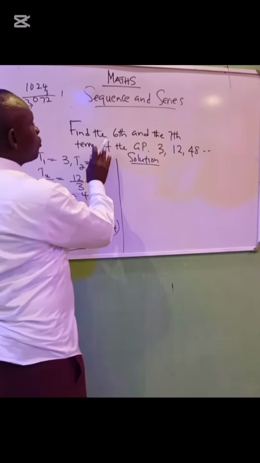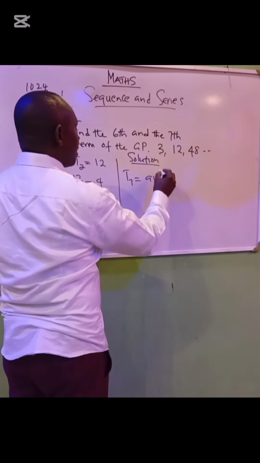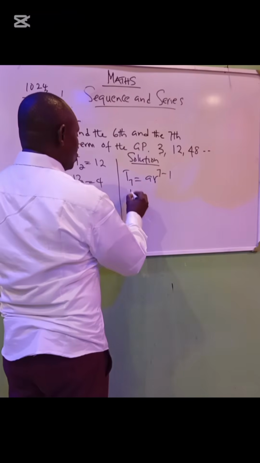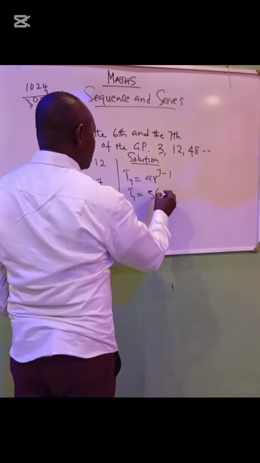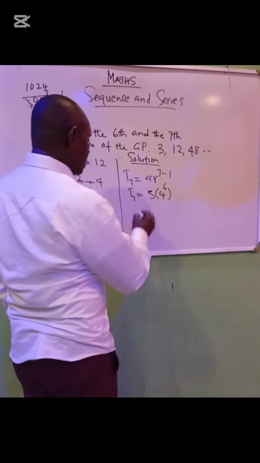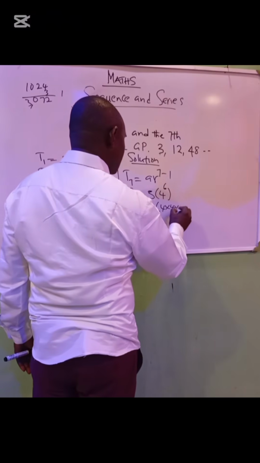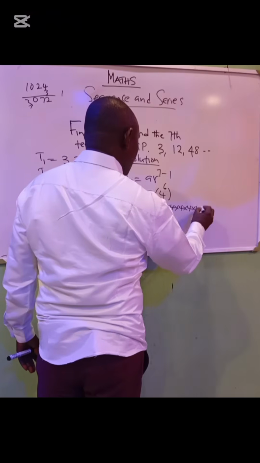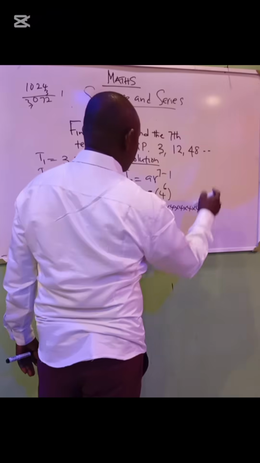Now we are talking about the 7th term. T7 will be equal to a r raised to power 7 minus 1. So T7 will be equal to 3 into 4 raised to power 6. So T7 will be equal to 3 into 4 times 4 times 4 times 4 times 4 times 4. That is 1, 2, 3, 4, 5, 6.